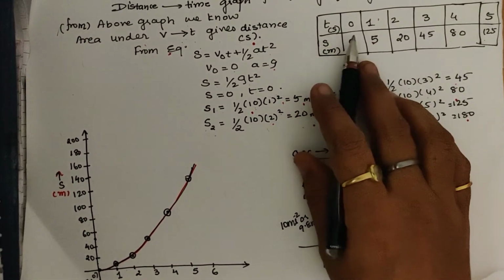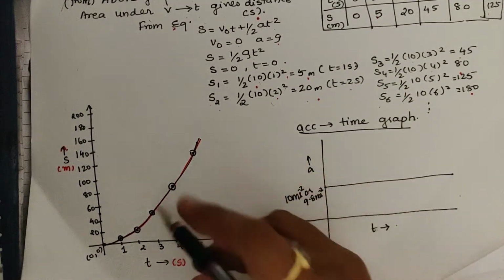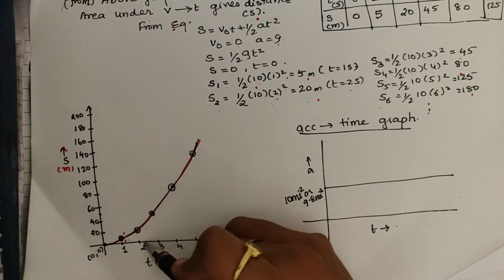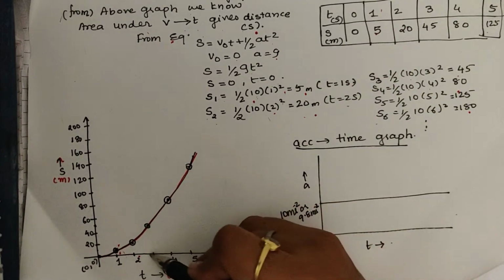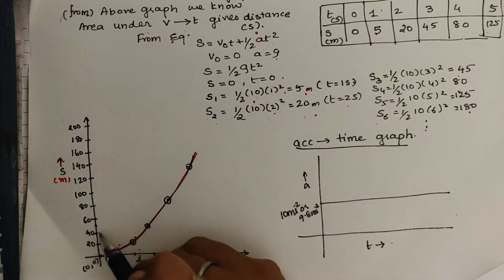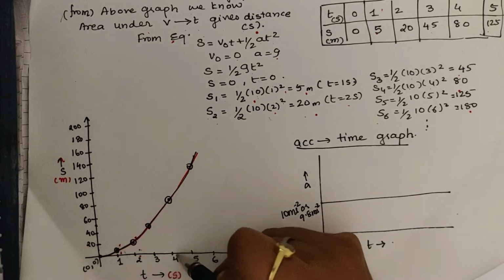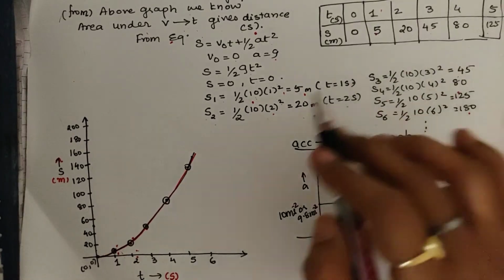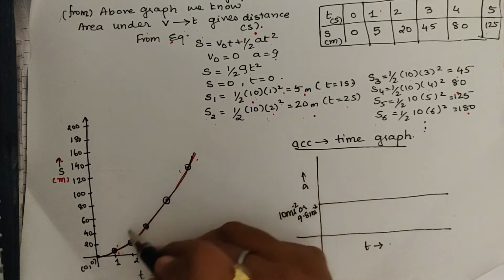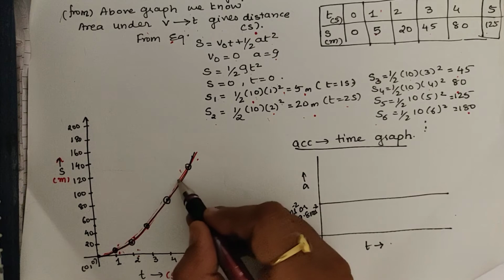Fine. So we need to find the displacement versus time graph. If I plot these points, 0 0 comes out to be here. Then 1 5: at 1 second the displacement is 5, so I will write 5 here. At 2 seconds it is 20. For 3 seconds it is 45, somewhere between 40 and 50. And for the 5th second it is 125, somewhere here. So this is the graph for the free falling body when it is thrown downward.